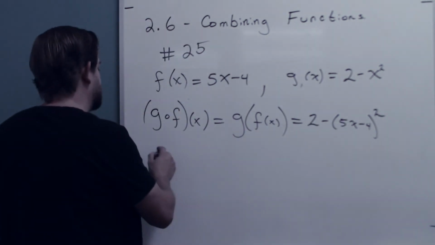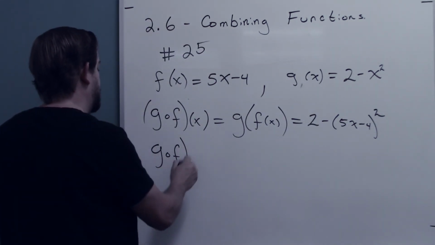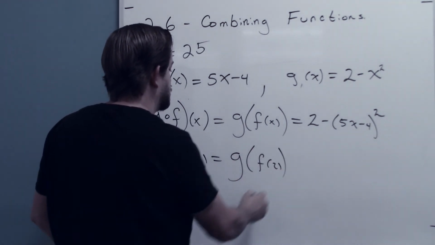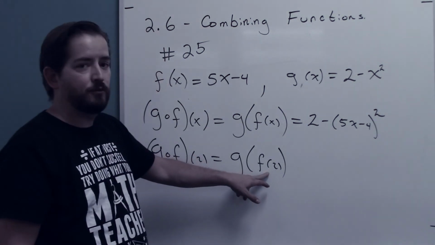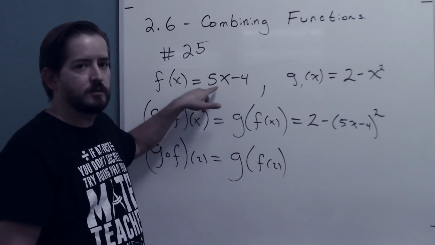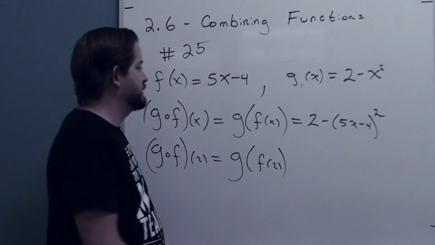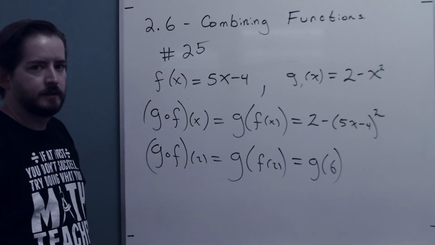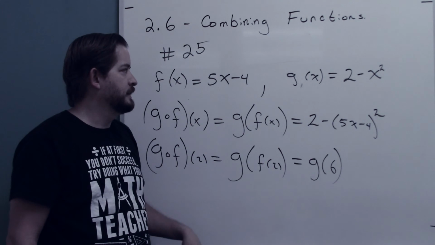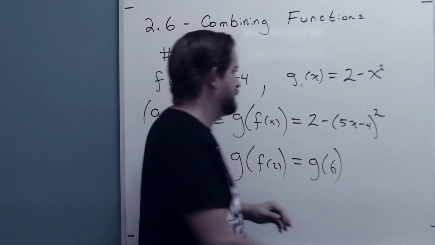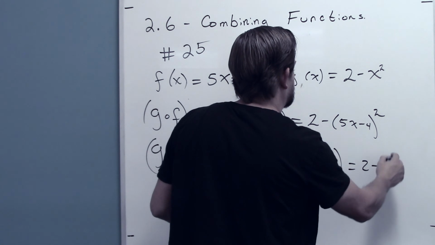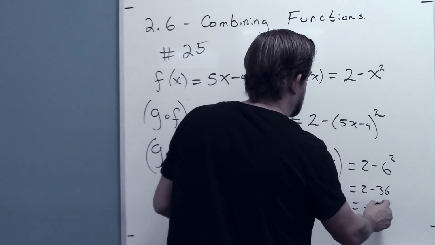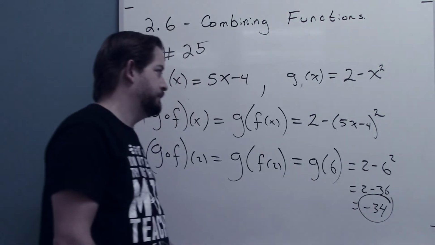But I can also look at this and say my g composed of f at 2 can be g evaluated at f evaluated at 2. And I can say, well, I'm going to plug the 2 into f first. Plugging a 2 into f gives me 2 times 5, which is 10, minus 4 is 6, which is to say I'm simply evaluating g at 6. Because f of 2 is 6. So plugging 6 in, I get 2 minus 6 squared, which is 2 minus 36, which is negative 34.